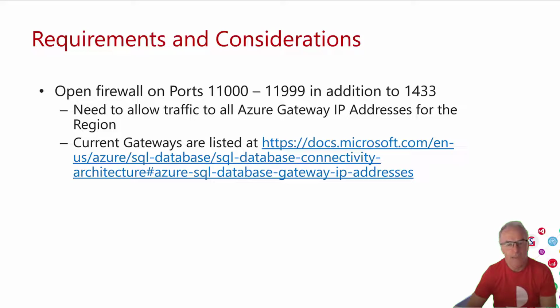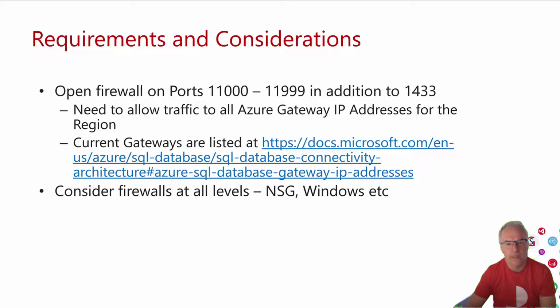Also, the gateways will change. So if you're setting up your corporate firewall and allowing in the allowed list of IP addresses, you need to make sure that is kept up to date. It can change over time, so make sure you're considering those and passing everything through. As I said, all levels of firewalls need to be considered. Windows, NSGs, any other firewall that you might have in place between your application server and your database server.